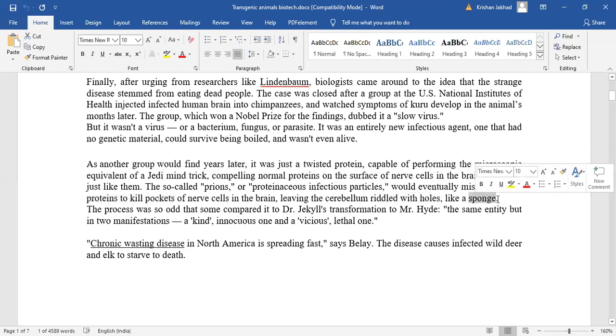So ultimately, this particular portion of the brain called the cerebellum will be converted into a sponge-like structure. Pores were created and the normal functioning will be interrupted.